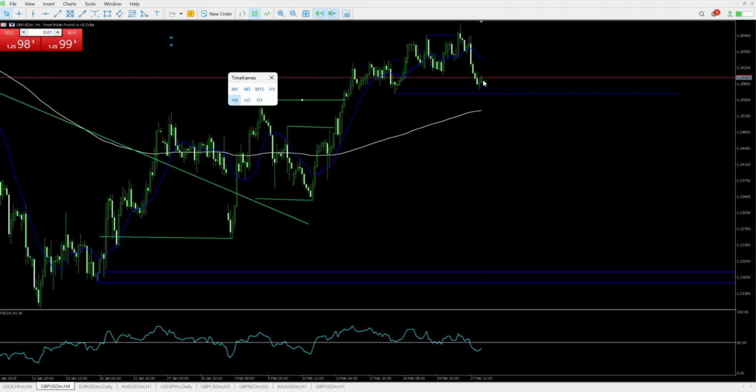So the possible target for Pound USD, because the trade is already active, is this point, the previous high that was formed yesterday. So this point here should be the target.